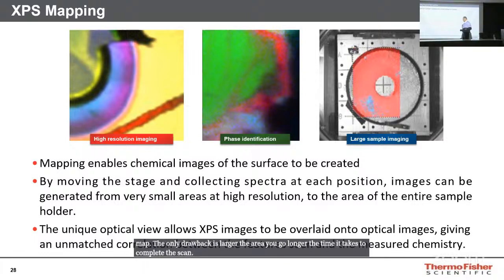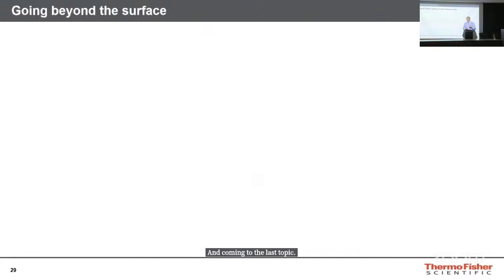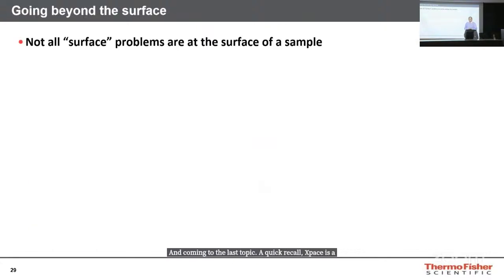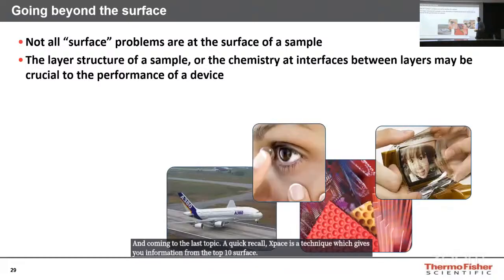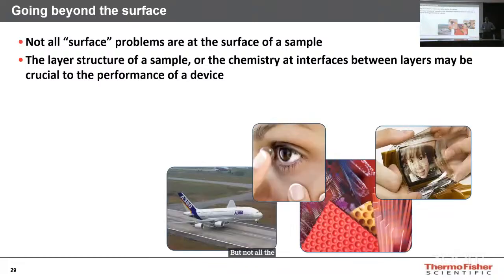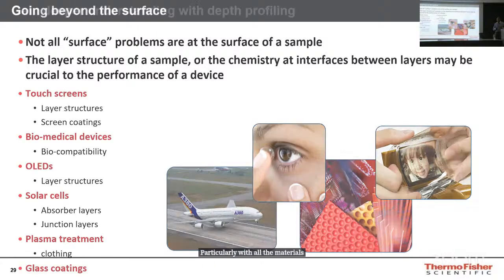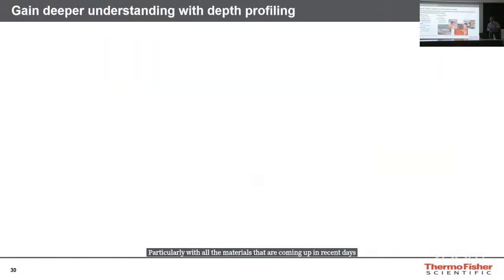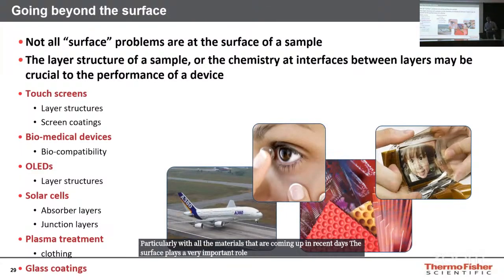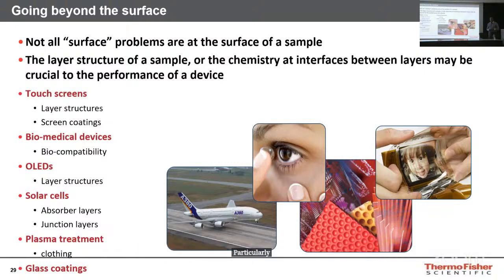And coming to the last topic, a quick recall. XPS is a technique which gives you information from the top 10 nanometers of the surface, but not all the problems, particularly the modern age problems, lie on the surface. Particularly with all the materials that are coming up in recent days, the surface plays a very important role, but it's also important to understand what is the interfacial chemistry beneath the surface. And that's an interesting study that is coming up more and more, particularly with these modern age materials.